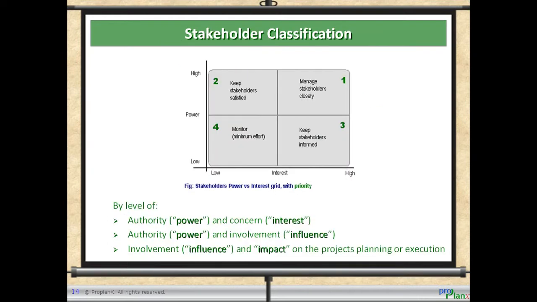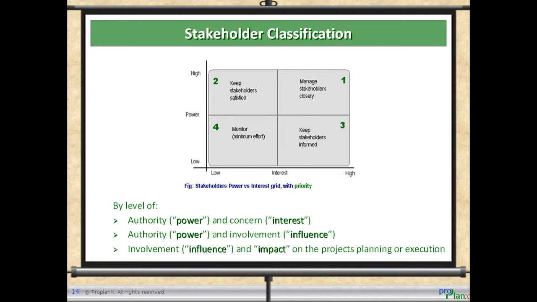Stakeholder classification. It is important that stakeholders are managed appropriately and based on their interest in the project and the power they have. Take a look at the graph here, which plots power versus interest. Power is the authority they can exert over the project, while interest implies their concern.